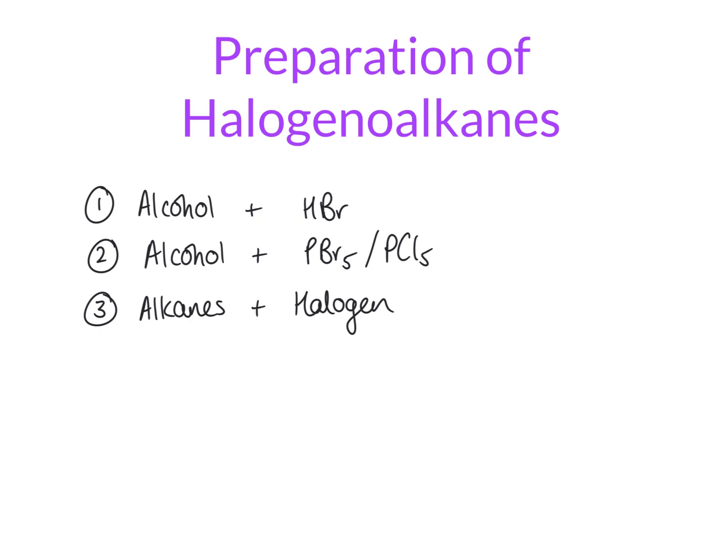Then, from reactions that we met in previous topics, we can prepare halogenoalkanes from alkanes and a halogen, surprisingly enough, given the name of halogenoalkanes, and that reaction is a photochemical substitution reaction. And then finally, a reaction that we studied in the alkenes topic, when we react alkenes with hydrogen bromide or hydrogen chloride, then we will also get a halogenoalkane. So those are the 4 methods of preparing halogenoalkanes that you need to be familiar with.